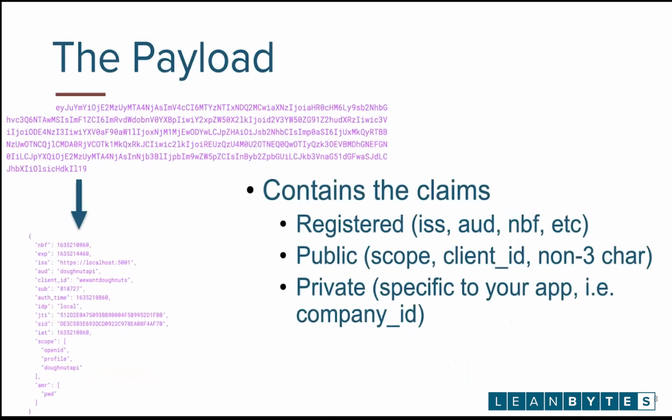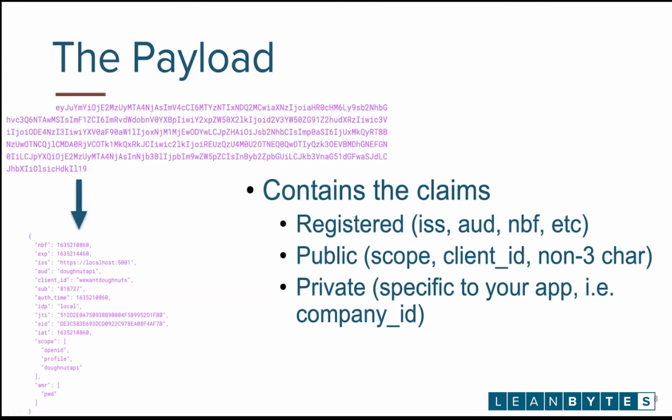Registered claims will be a lot of your 3-character claims, and they use 3 characters because JSON Web Token is supposed to be a small format. So they use 3 characters for the keys for all the registered ones. You have ISS for who the issuer is, AUD for audience, and nbf for not before, saying this JSON Web Token is not valid before this time, where that number is the seconds since the epoch.